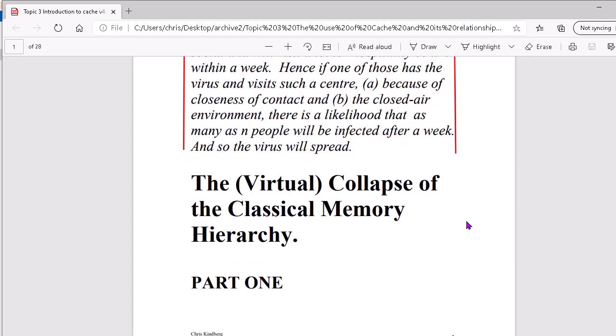What I want to talk about is the virtual collapse of the classical memory hierarchy. And to introduce all this, you will have to realise that computer memory comes in all shapes and sizes. In fact, it appears as a hierarchy, a pyramid with different levels. At the top of the hierarchy, at the tip of the pyramid, you find very, very fast memory, which is characterised by the fact that it can't hold very much data. It has small capacity. It's also very expensive, and it's very, very fast to read from that memory or to write data to that memory.